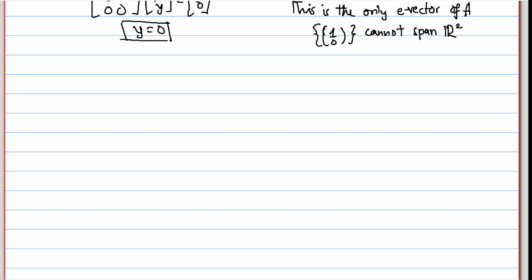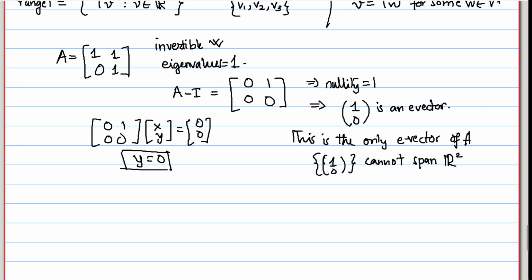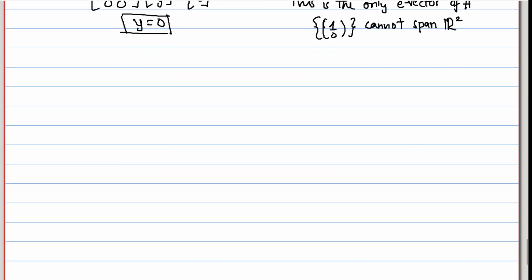When does it happen that the eigenvectors are a basis for Rn? There is one theorem which says that if all eigenvalues are distinct, then distinct eigenvalues imply that the eigenvectors form a basis.